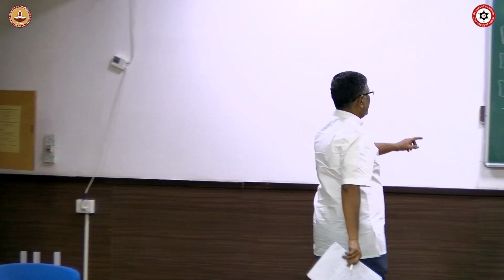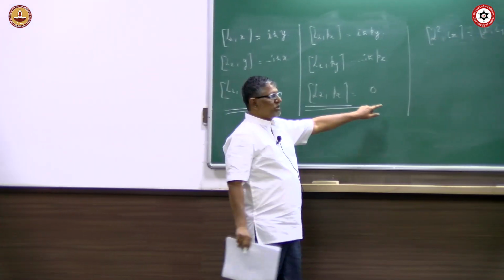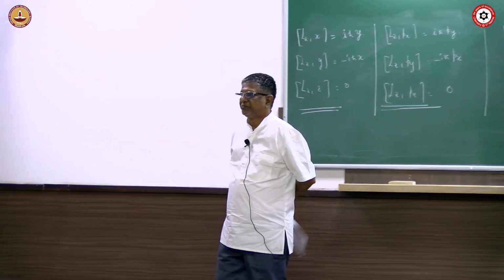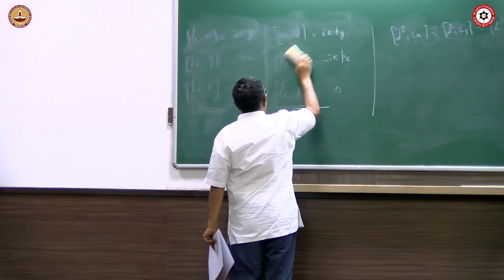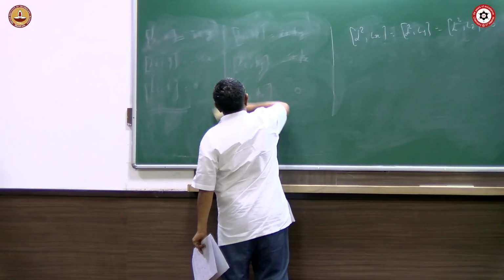Now try the last two quickly. I want you to prove that Lz comma pz equal to 0, and Lz comma pz also equal to 0. Let me start with the Schrodinger equation.